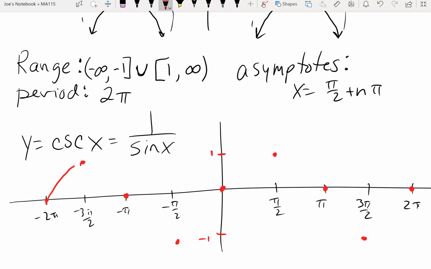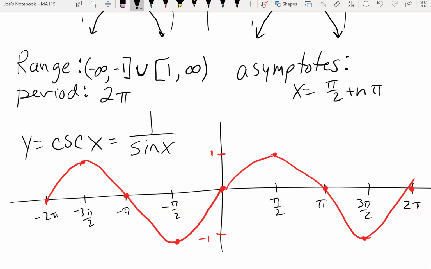So we get this graph. Again, the red graph here is not part of the graph of cosecant. I'm only doing it as a help, right? Where is the cosecant going to have issues? Where is it going to be undefined in this case?